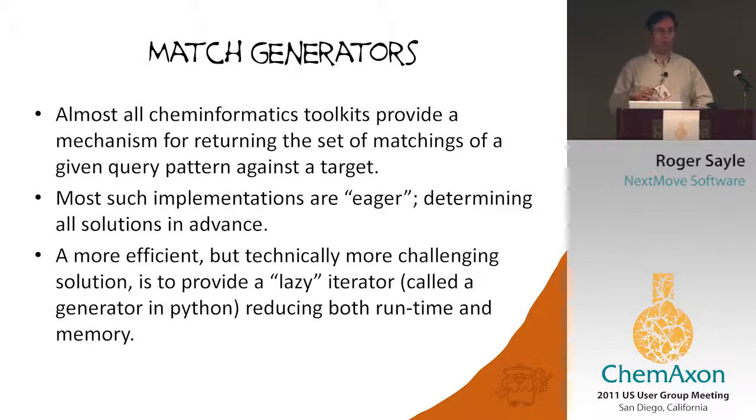Likewise, one of the advantages of automatic code generation is the ability to produce lazy iterators over molecules when you're doing pattern matching. Most cheminformatics toolkits provide a mechanism for enumerating a set of matches given a query pattern against a target. But many of these implementations, and I'm sure to say that ChemAxon is one of the nice exceptions that has a nice lazy implementation, are eager, and so you determine all of the matches in advance. The lazy implementations, ones that say, well, what are the first 4 matches or the first 3 matches, are more efficient ways of producing those, and we'll get back to that a bit later in the talk.